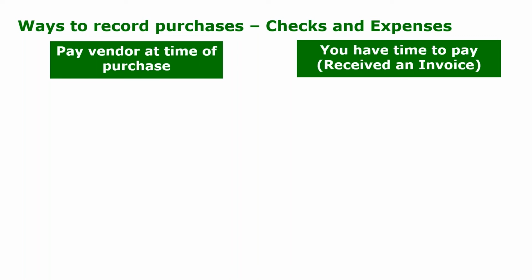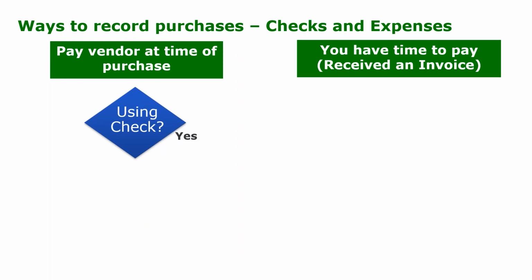Now, over on the left-hand side, we're going to talk about these types of transactions first, paying the vendor at the time of the purchase. First of all, to figure out which type of transaction you need to enter into QuickBooks, you first have to ask yourself a question. Are you paying this vendor with a check? And when I say check, I mean a physical check, something that you can hold in your hands, something that has a number on it.